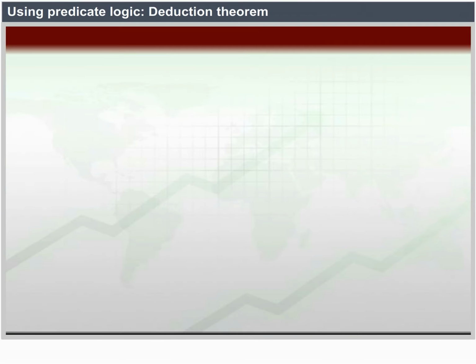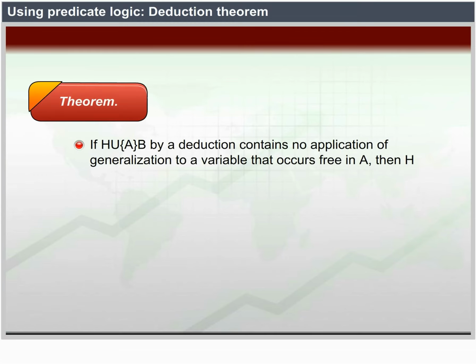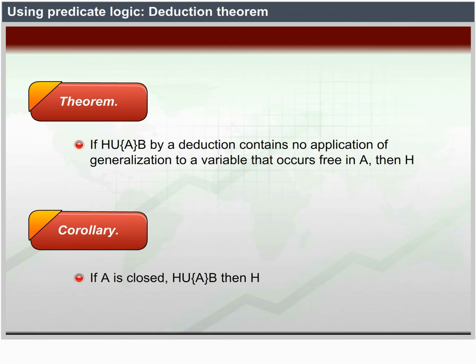Using predicate logic: deduction theorem. Theorem: if H union A infers B by deduction, and it contains no application of generalization to a variable that occurs free in A, then H infers A implies B. Corollary: if A is closed and H union A infers B, then H infers A implies B.